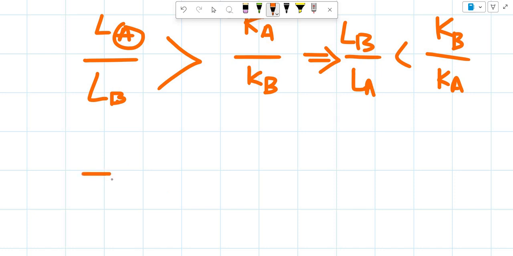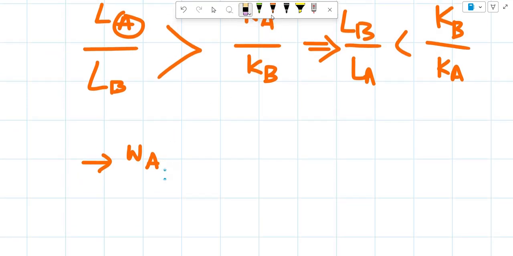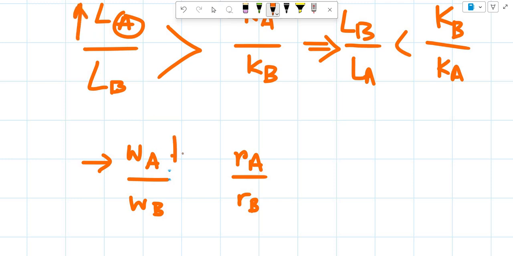Right. It follows from here that if labor is high in the A economy, then WA should be low. So, basically, we can write WA by WB, and compare that to RA by RB, R being the interest rate, which is the factor income for capital. If LA is high, WA should be low. We have more labor, so of course our wage will be less. That would be on this side, right?